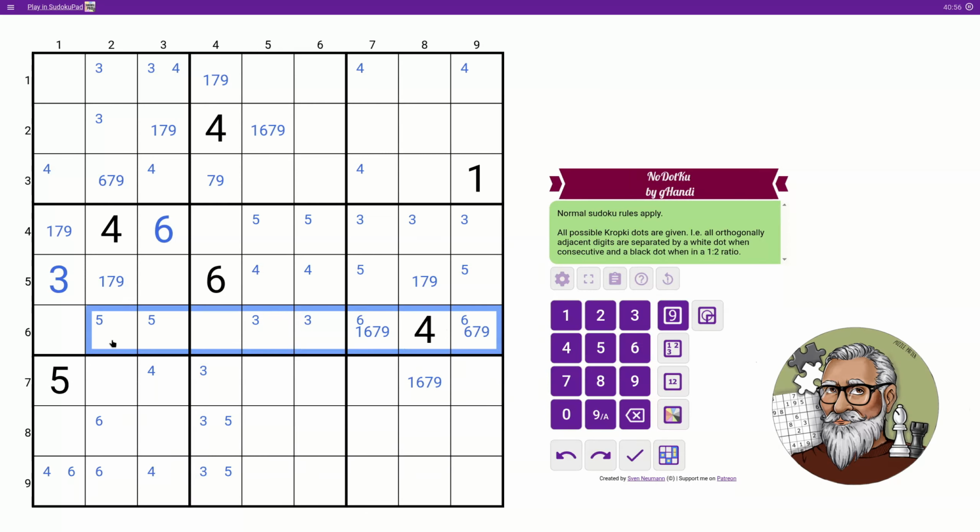What am I missing in row number 6? A 2 could be interesting. It's not here, but it could be there, right? Or any of those, of course. So there are 3 places, unfortunately. I'm not sure if anything else is interesting. We already have 5 and 6, so that's not very interesting.